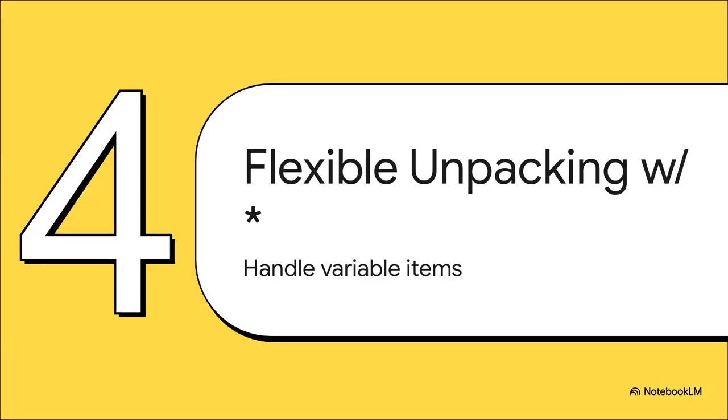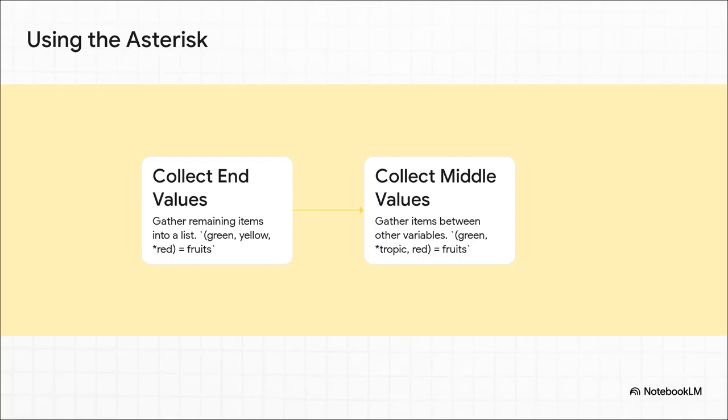But you might be wondering, what if I don't know how many items are going to be in the tuple? Or maybe I only care about the first and last values. That's where the little asterisk symbol comes in to save the day. This is the pro move that makes unpacking incredibly flexible. Think of the asterisk as a catch-all. In our first example here, green gets the first value, yellow gets the second, and then *red just swoops in and gathers up all the rest into a new list.